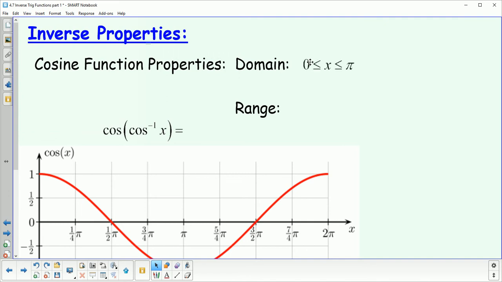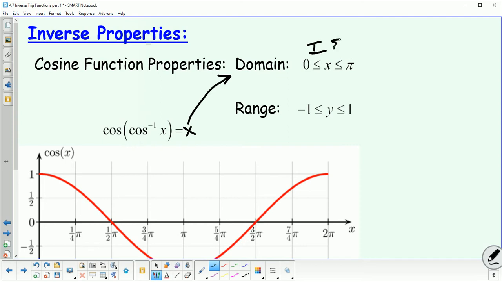Okay, cosine function is going to be a little different than that. We're going to go from 0 to pi for our domain, and our range is going to be negative 1 to 1 still. And again, this is going to equal x, provided that x is in 0 to pi. Now, another easy way of thinking about this, or a better way to think about this, if we're going from 0 to pi on a unit circle, we're talking about quadrants 1 and 2.